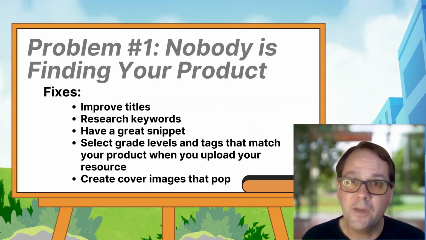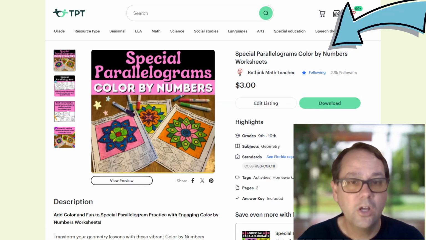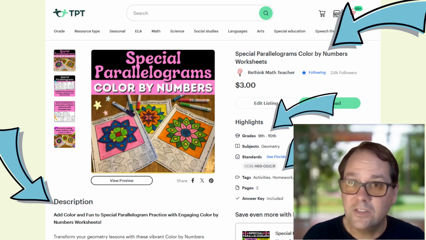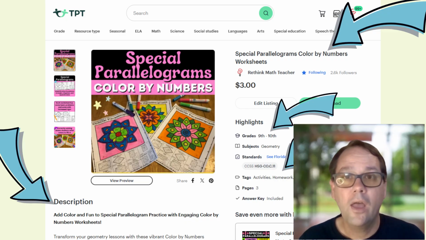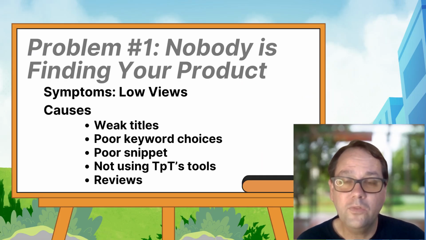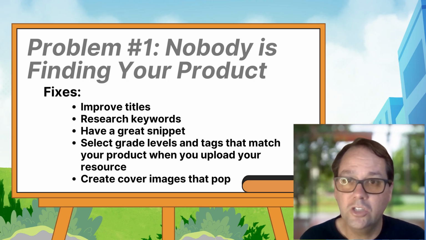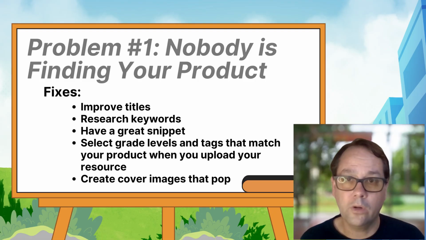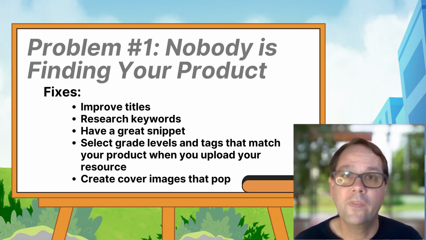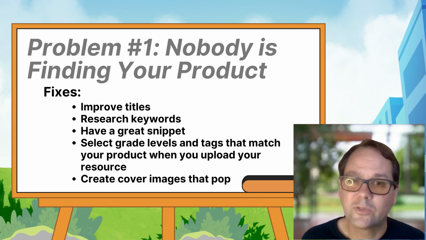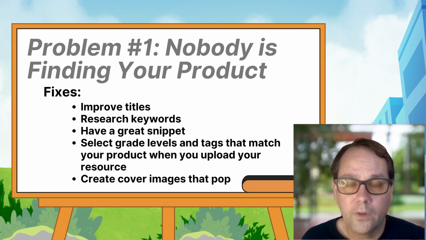Some things that might be causing this are weak titles, poor keyword choices, not doing a good job with your snippet, not using TpT's tools with the check marks and everything, and not getting reviews. All of these things are tools or measurements that the search engines use to help rank your TpT product higher on that search engine result. By improving these things, you can rank higher on these search results. So, what do we need to do?